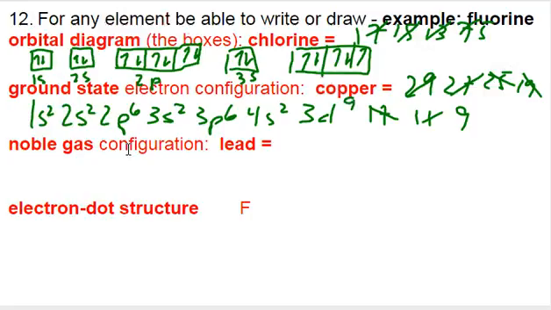You don't have to fill up the last one. In fact, most elements won't fill up the last orbital it's on. So my last 9 go there. So that's my electron configuration.